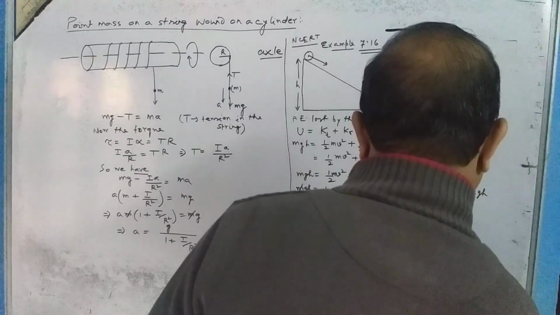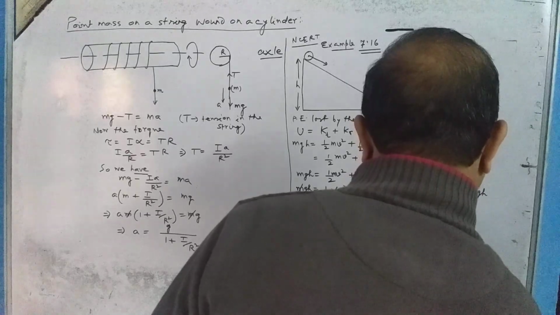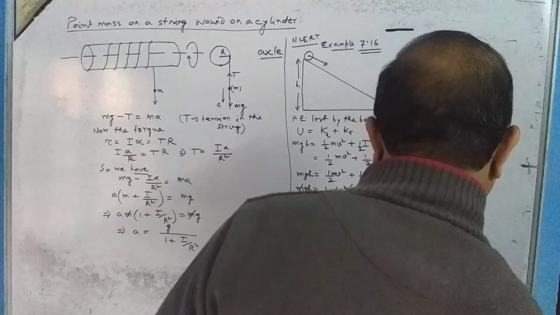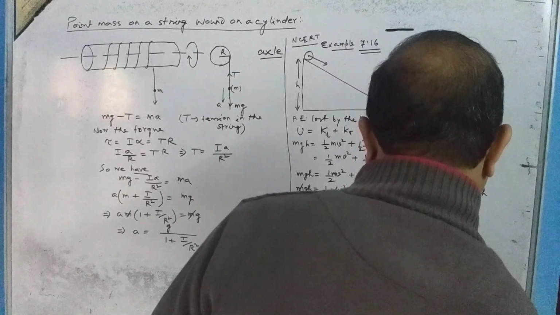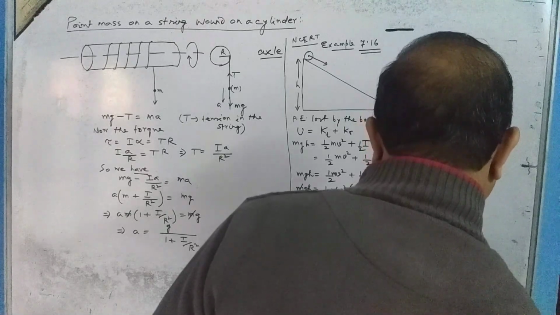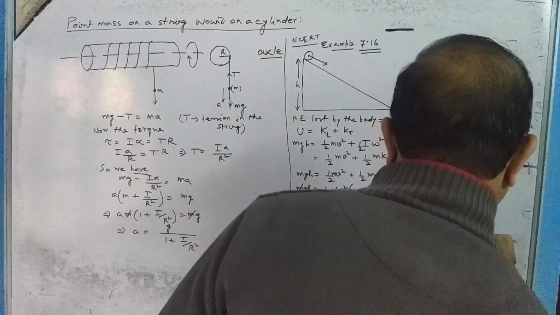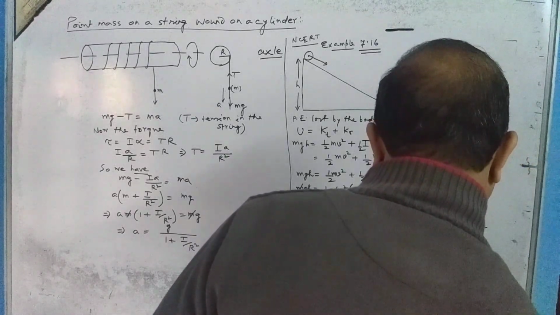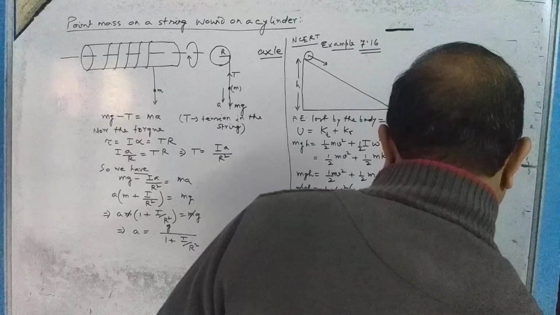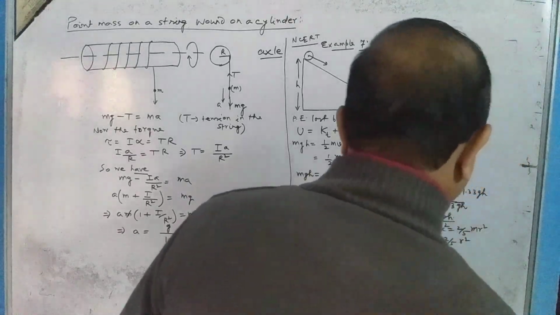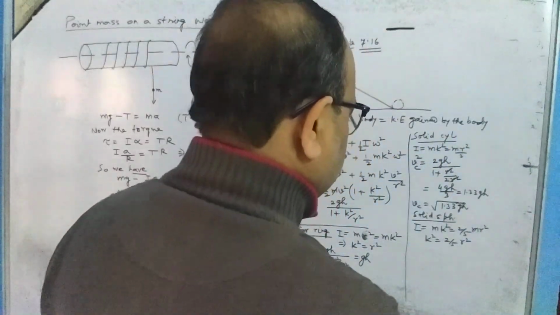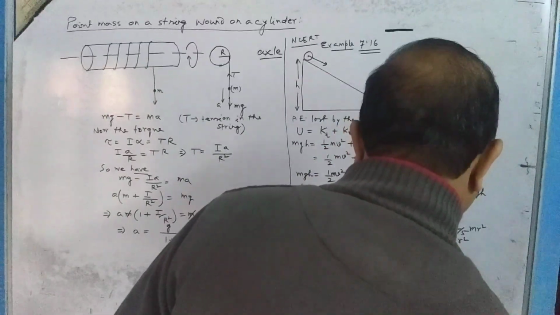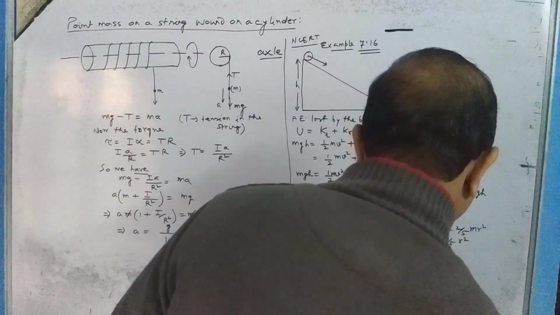And lastly, the solid sphere. What will that be? I is equal to mk square is equal to 2 by 5 mr square. So what is k square? It is 2 by 5 r square. Put it here in this formula, and you can find out Vs.